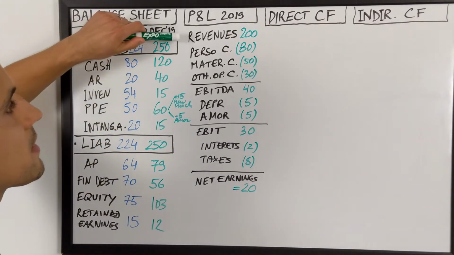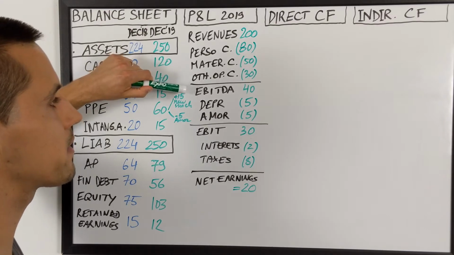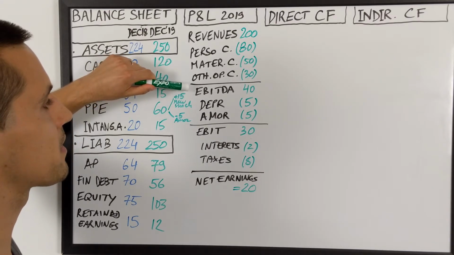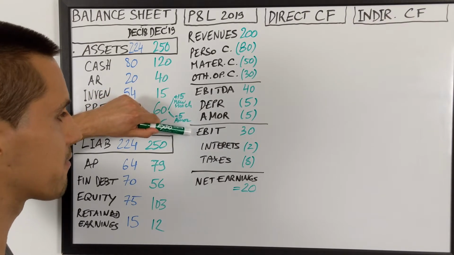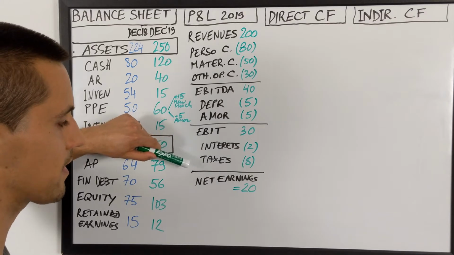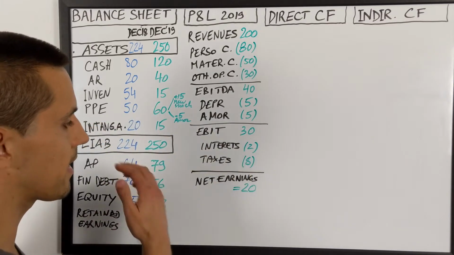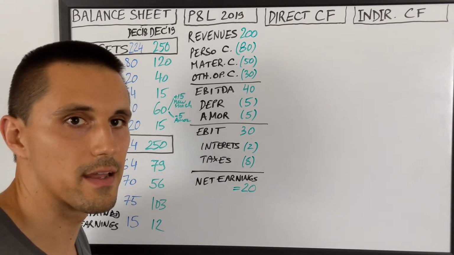So what does it mean? With a revenue of 200, we were able to generate an operating profit of 40. After loss of value, we still have 30, and then we have interest and tax costs, which are out, and we have net earnings of 20 at the end of the day.